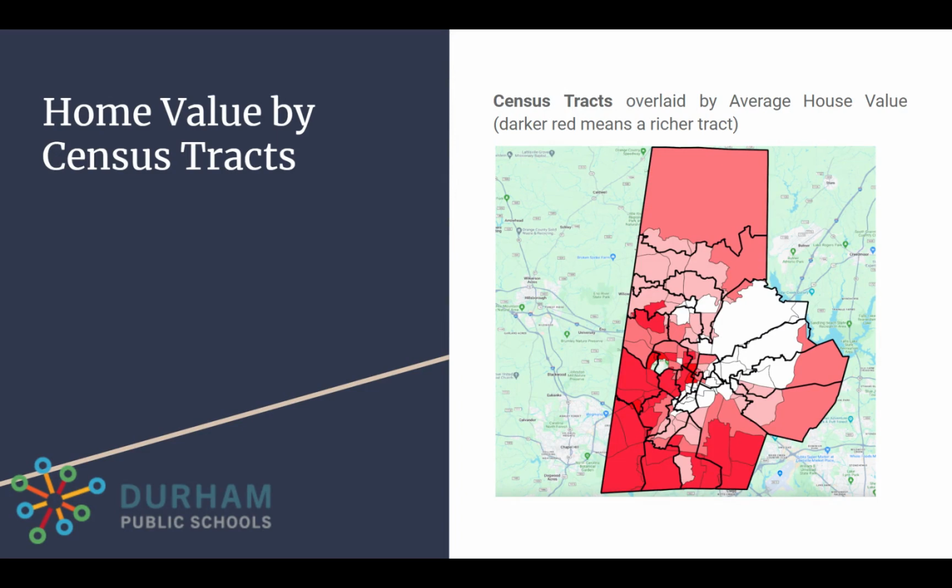So, for example, you can look at the average home value, which, in the case of the map on the right here, is overlaid by census tracts. The darker black lines are still school districts. The lighter lines that are colored in by various shades of red are census tracts. So the darker the red, the more expensive the average home value is in that specific tract.